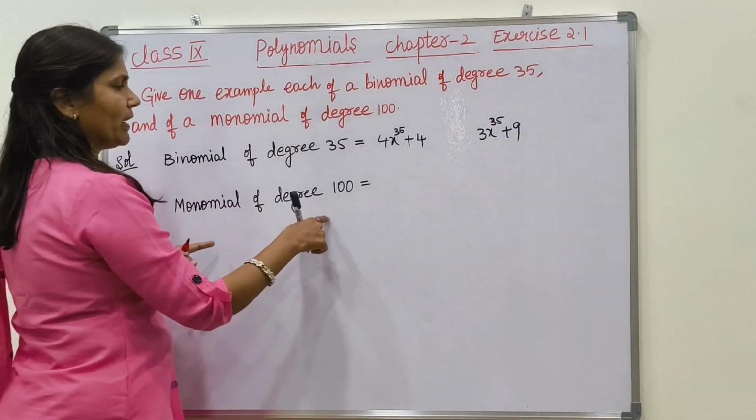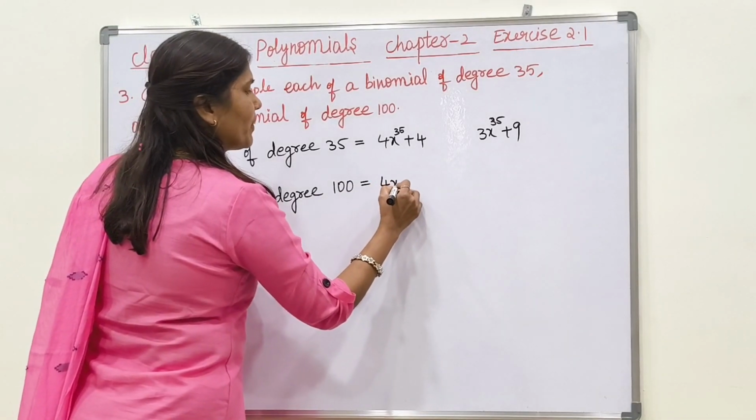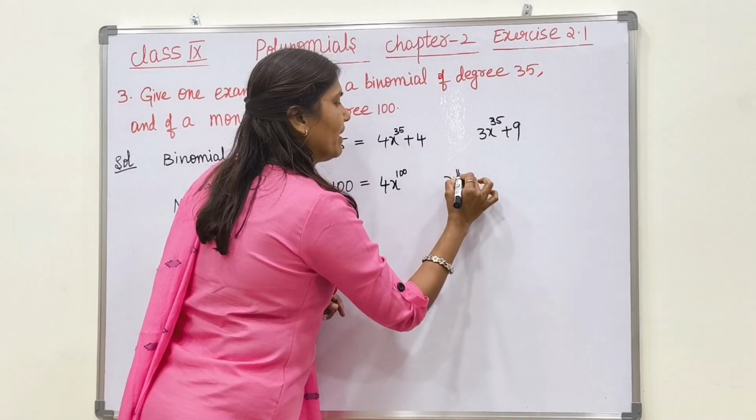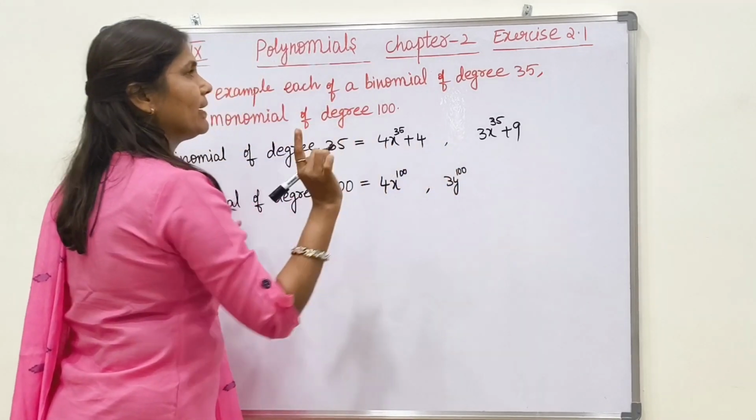Next we will write monomial of degree 100. 4x to the power of 100. Next 3y to the power of 100. Okay, this is the answer.